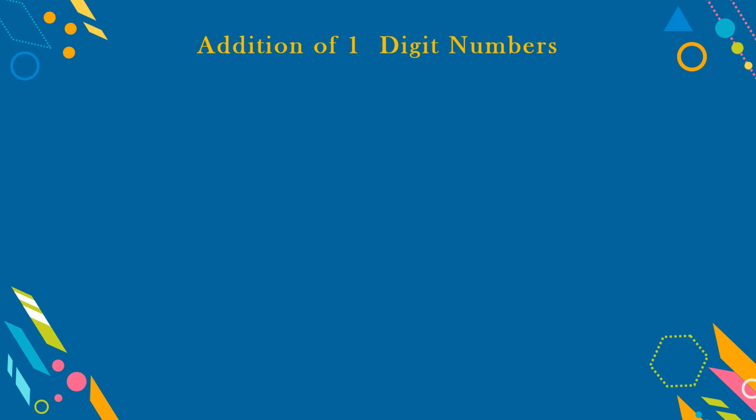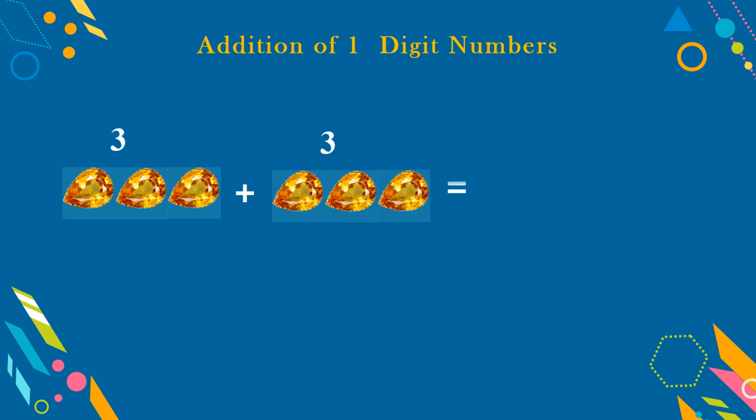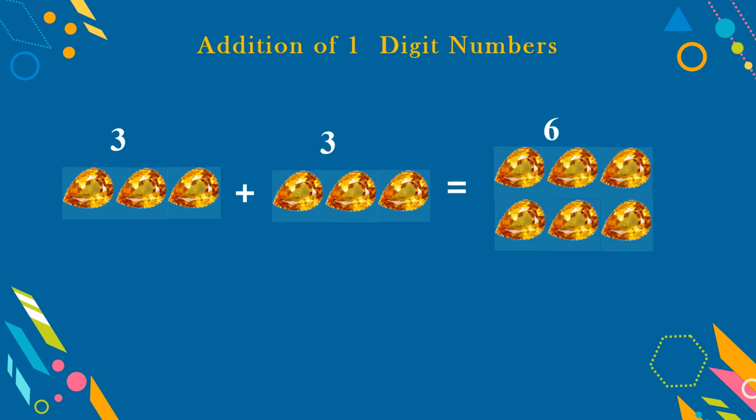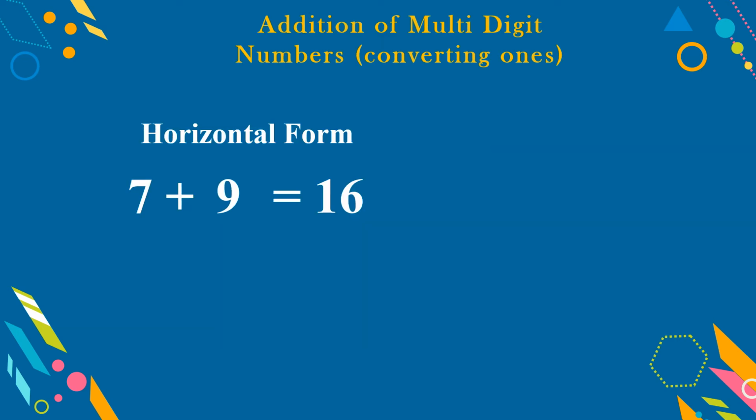Addition of one-digit numbers. 3 stones, 3 more stones. We have 6 stones altogether. So we can write 3 plus 3 equals 6. In this example, we have 7 plus 9 equals 16.